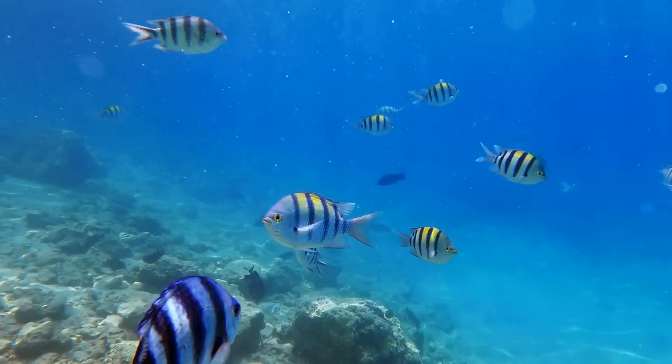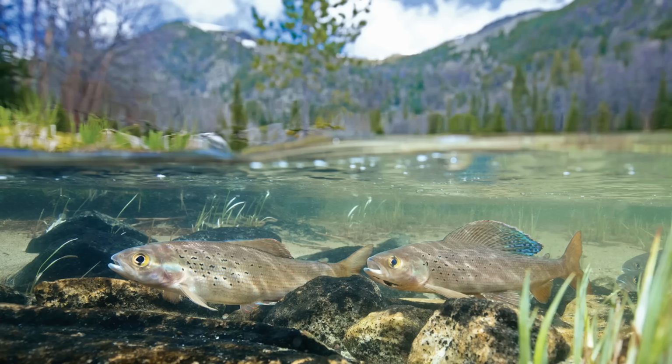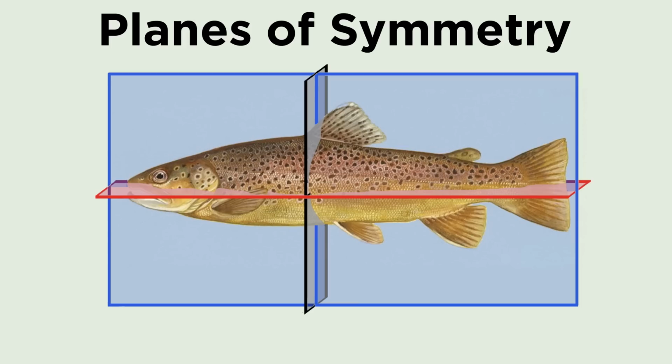They are found in freshwater and marine environments, from the abyssal regions of the deep sea to the highest mountain streams. In order to examine the ray-finned fishes, let's discuss their external anatomy and summarize some body systems. So let's examine the external anatomy of a typical bony fish, and we can start by first reviewing the planes of symmetry, since this will help in understanding their anatomy.